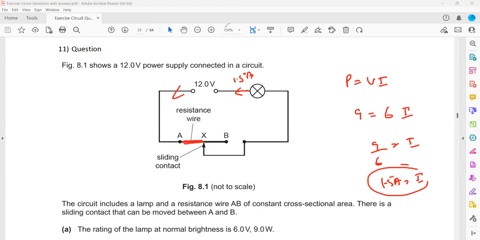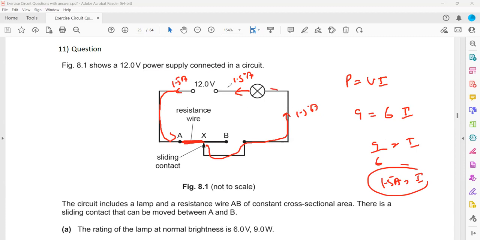So the total current which enters the circuit will be the same as the total current which leaves. There will be 1.5 ampere throughout the circuit, flowing through each component, and the same 1.5 will return. That is the total current which will flow in the circuit.